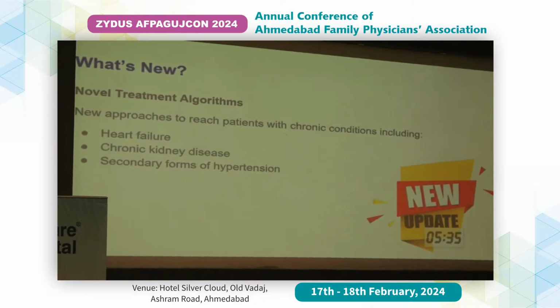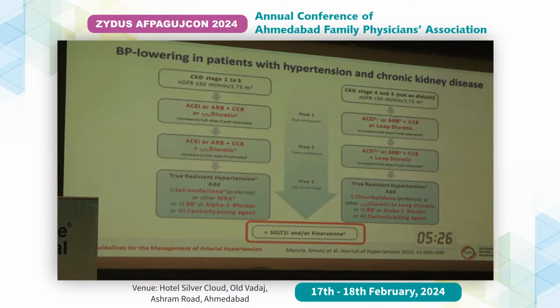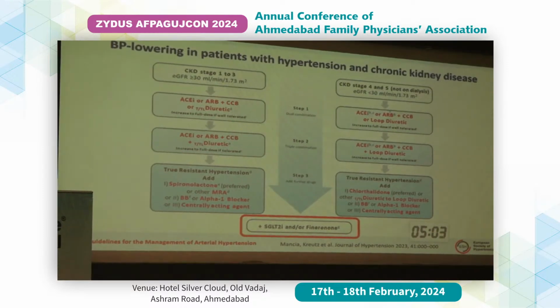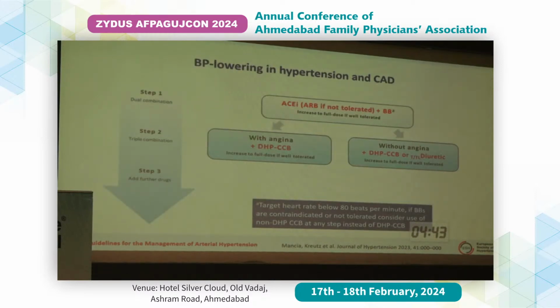Then what are the new things and what new treatment algorithms are there for heart failure, chronic kidney disease, and secondary forms of hypertension? If a patient is having hypertension, calcium channel blockers are always safe in all those patients, and if there is resistance, naturally we need to go to a further step, and SGLT2 inhibitors can now be used with finerenone in this type of patients. So these are the new guidelines for chronic kidney disease. And if we are having blood pressure with coronary artery disease, ACE inhibitors or ARBs must be there with a calcium channel blocker as a first step.